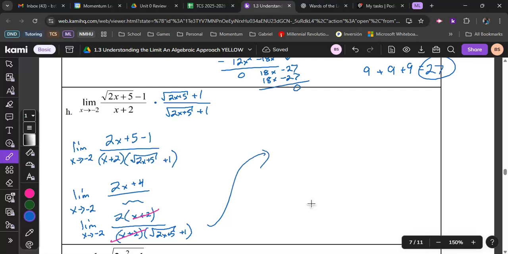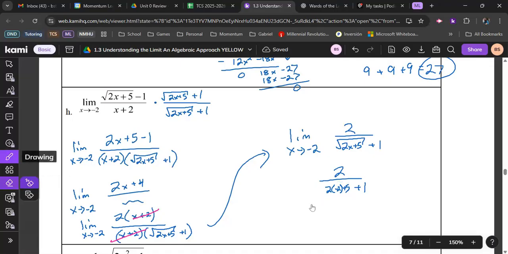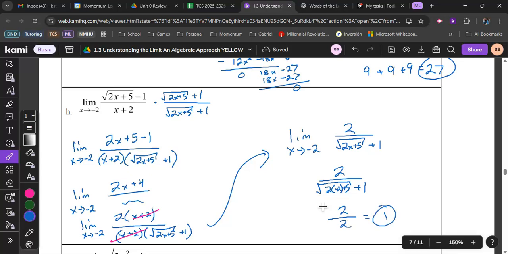All right, so let's take this over here now and actually do it. The limit as x approaches negative 2 of 2 over the square root of 2x plus 5 plus 1. What do I do? I just plug it in, right? 2 over the square root of 2 times negative 2 plus 5 plus 1. It's a little hard to read that, sorry. So this is 2 over the square root of 1, which is 1, plus 1 is 2. What does this thing go into? Just 1. Okay?